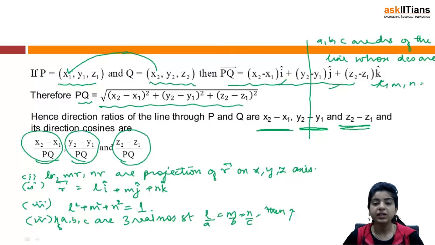Then if a, b, c are three real numbers such that l by a is equal to m by b is equal to n by c, then in that case a, b, c would be the direction ratios of the line whose direction cosines are l, m and n.